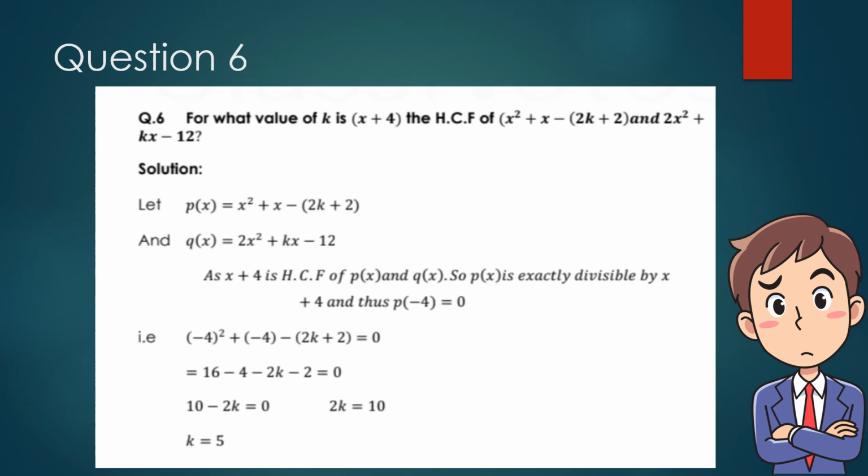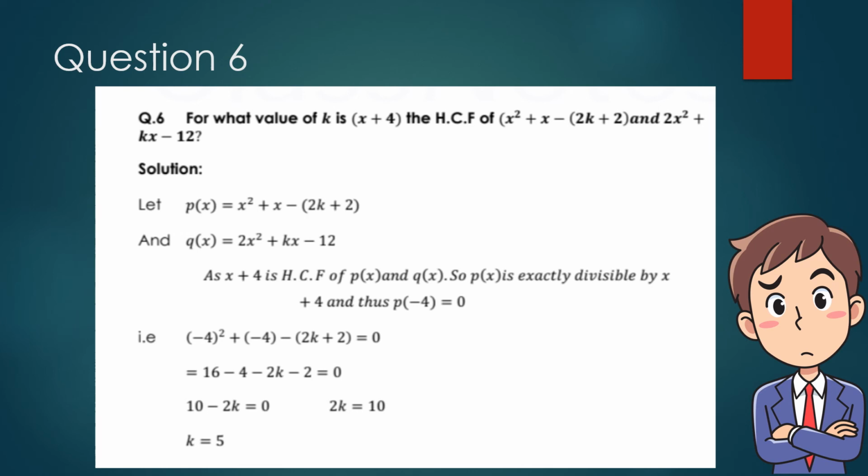So in question number 6 you have been given for what value of k is x plus 4 the HCF of x square plus x minus 2k plus 2 and 2x square plus kx minus 12. So now we have the first polynomial p of x and the second polynomial is written as q of x and HCF is x plus 4. So x plus 4 is HCF of p of x and q of x. So p of x is exactly divisible by x plus 4.